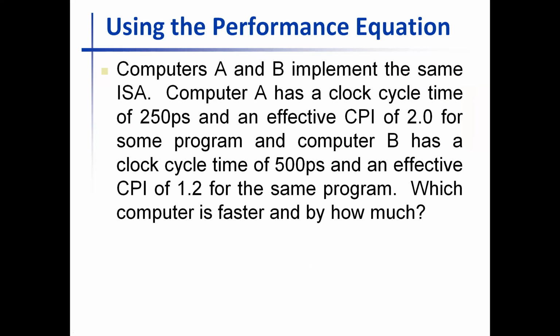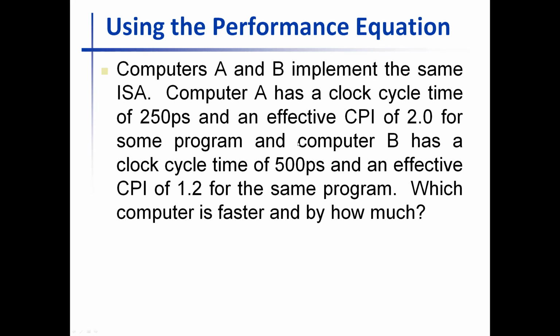So let's try another example to use this performance equation that we came up with, the CPU time equation. We have another two computers here, A and B. These two computers have different microarchitectures in the actual hardware, but use the same ISA, same instruction set architecture. Computer A has a clock cycle time of 250 picoseconds and an effective or average CPI of 2 for a given program.